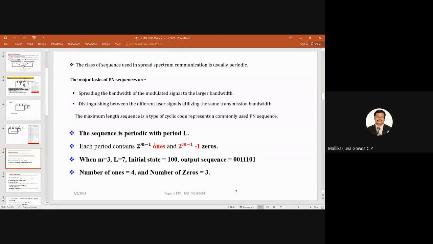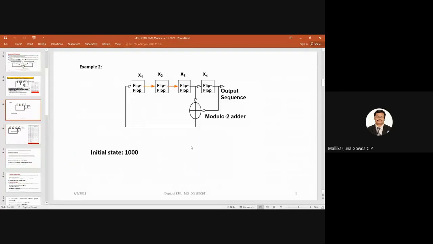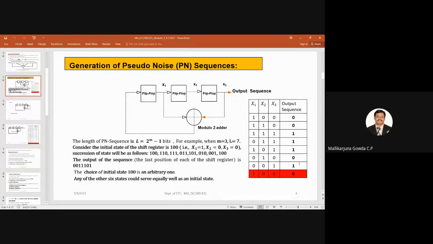Just check with m equal to 3. So 3 minus 1 is 2, and 2 power 2 means 4. Whatever sequence you have generated, check whether there are 4 ones, and the number of zeros will be 4 minus 1, so 3 zeros. So 4 ones and 3 zeros will be there. In this sequence, there should be 4 ones. 4 ones are there, right? 4 ones and 3 zeros are there. So that is one property.